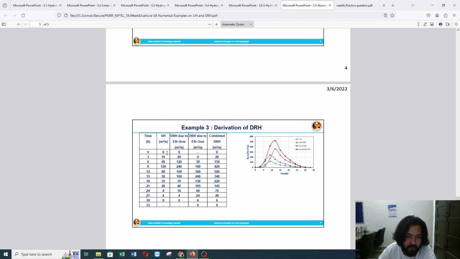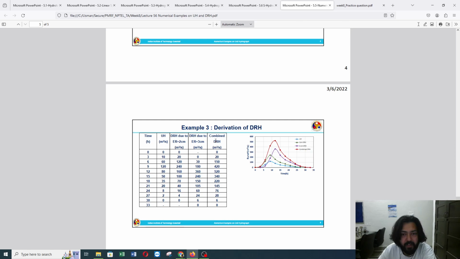So similarly we are going to obtain another table of DRH due to excess rainfall of 3 centimeter. It means we'll get another column which will give us values of 0, then 10 into 3 is 30, 60 into 3 is 180, 120 into 3 is 360, 80 into 3 is 240. But since there is a time lag of 3 hours, we are going to shift it by 3 hours. So that's the reason we shifted it here. We multiplied this column by 3, and then taken a time lag of 3 hours.